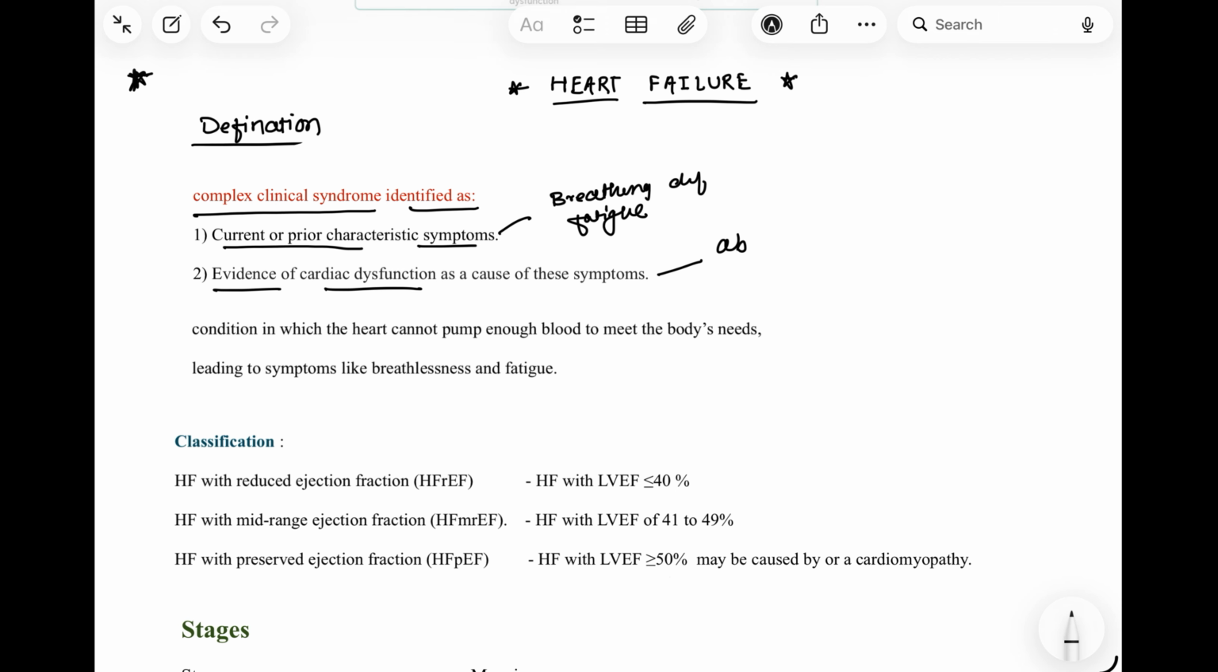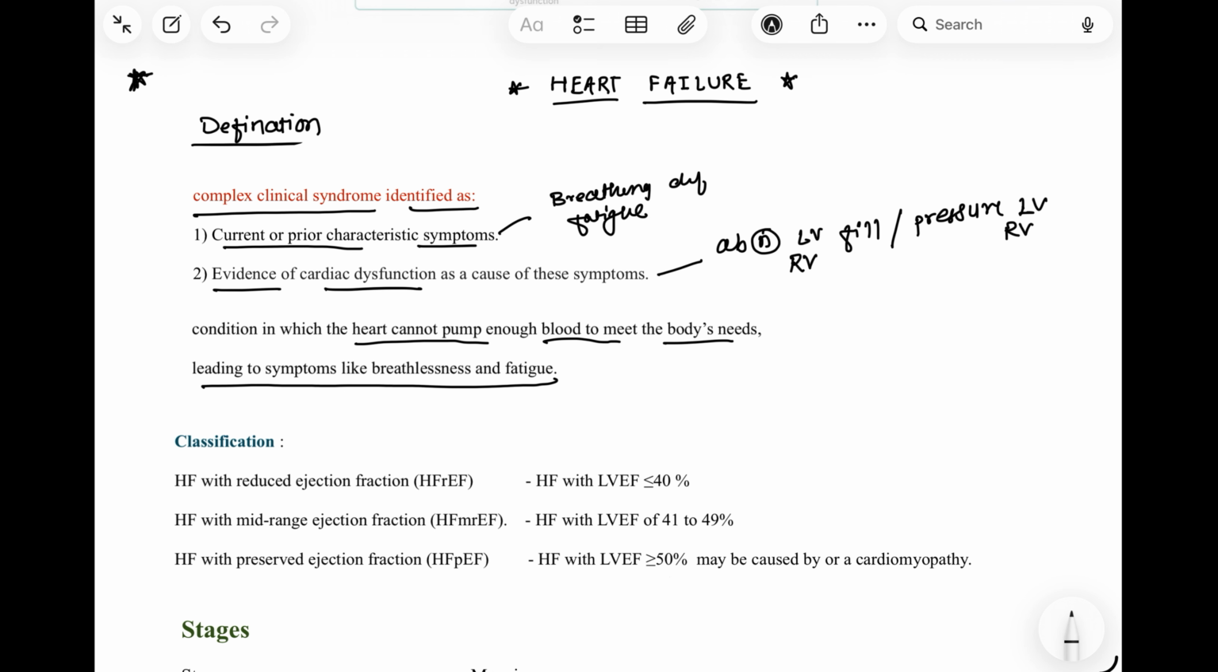It is an abnormal LV filling, or it could be abnormal right ventricular filling, or the pressure in the left ventricle and right ventricle. So the characteristic symptoms and the evidence of cardiac dysfunction would be the definition of heart failure, right? In simple wording, it is a condition in which the heart cannot pump enough blood to meet the body's need, leading to symptoms like breathlessness and fatigue.